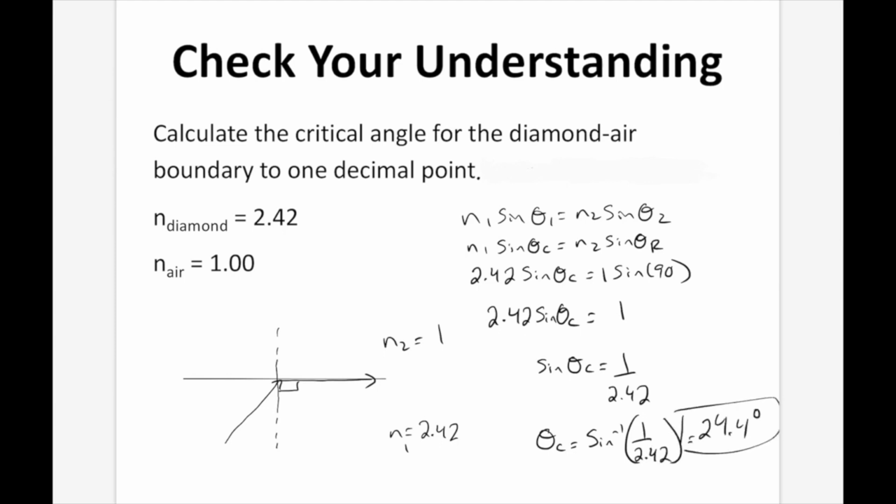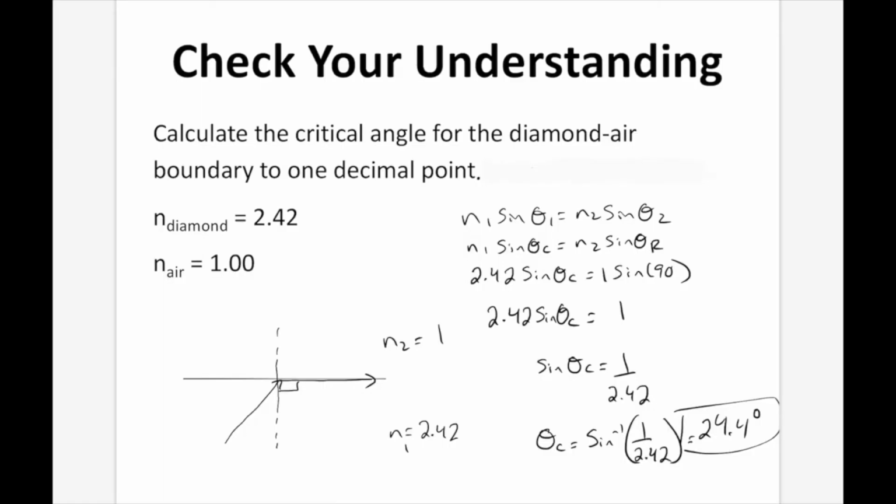Now I said you need to be going from a slow to fast medium, so what I want you to do on your calculator right now is try the other way. See if you're trying to go from air to diamond. On your calculator, you're going to put in sine negative 1, bracket 2.42 divided by 1, bracket, and see what you get. If you ever get that on a question, you either know that it can't be done, or you did something wrong. And that concludes our lesson on Snell's law.